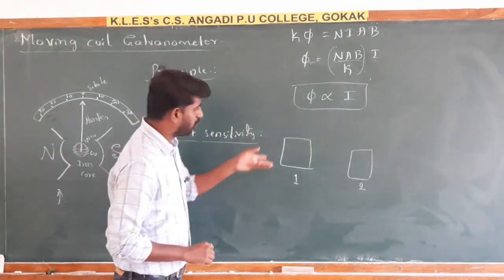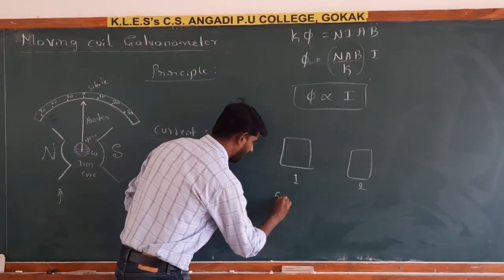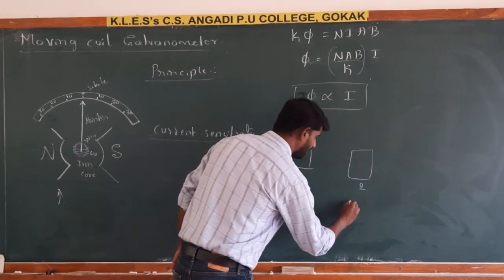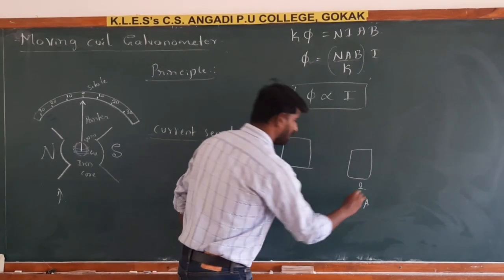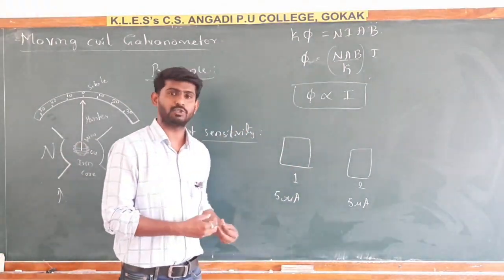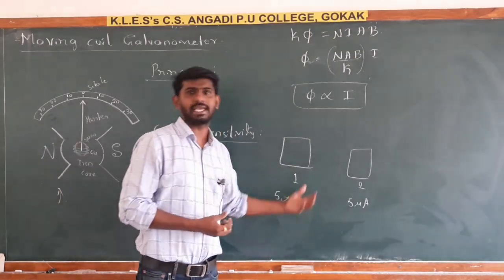Is it? So for both the galvanometers, I give the same current, 5 microampere and 5 microampere. So for both the galvanometers, I am giving the same current. So we expect the same deflection in both the galvanometers.